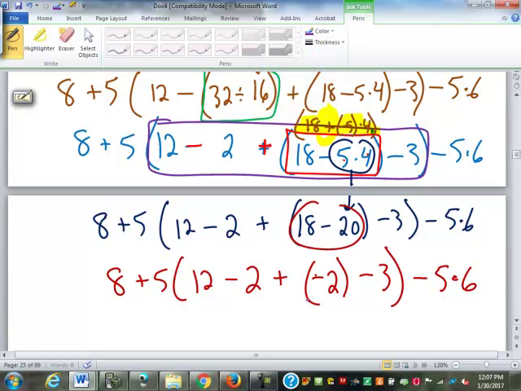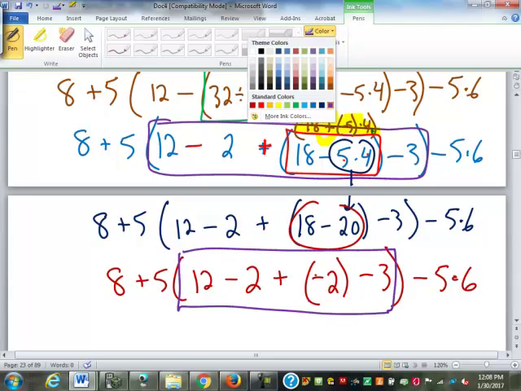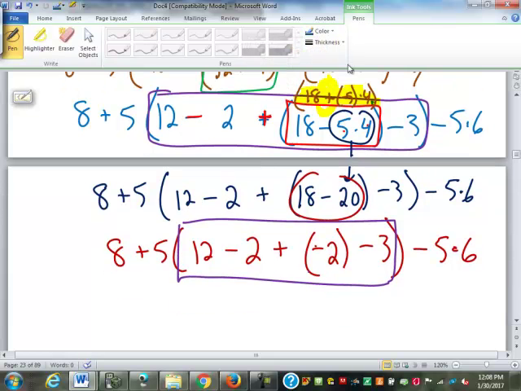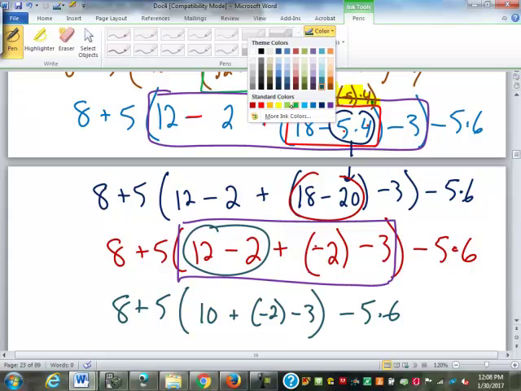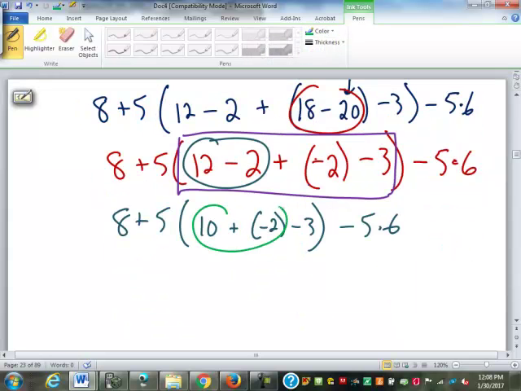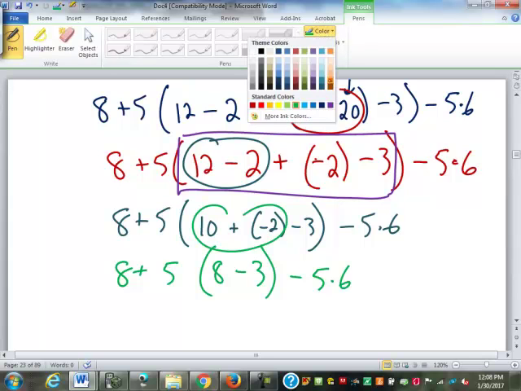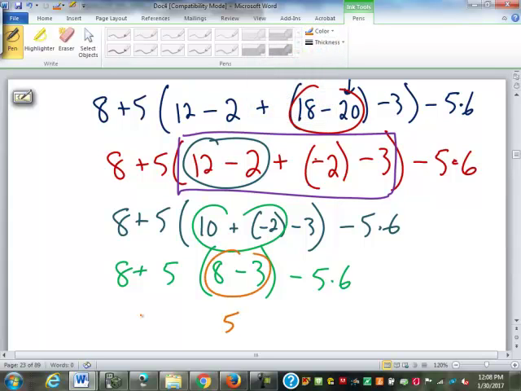So that is no longer an enclosing symbol, so we're back out to this parentheses, or our purple box. And we go through it. There is no multiplication or division, so we're just going to go left to right. 12 minus 2 is 10. We have 10 plus negative 2 is 8. And we have 8 minus 3 is 5. Now we're down to a single number there, so I don't need the parentheses anymore.